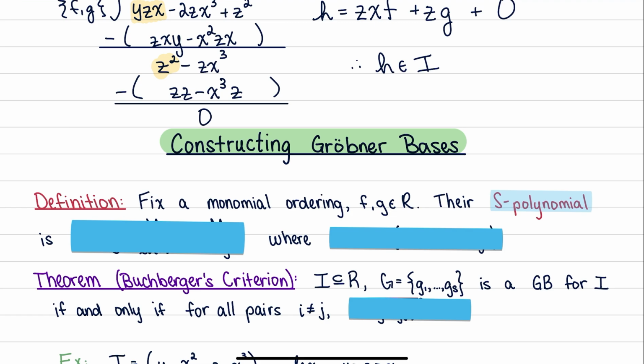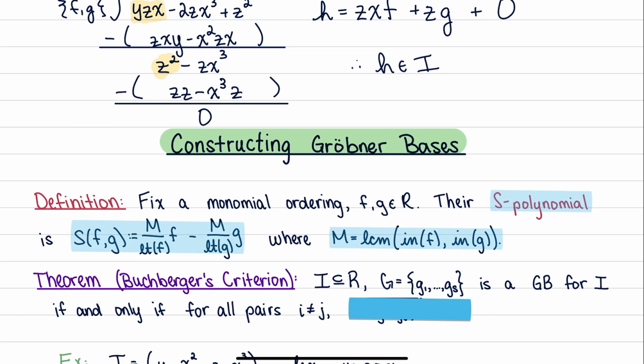Fix a monomial ordering, take a pair of polynomials, I can compute their S polynomial. And the first thing I need to compute this polynomial is I need to look at the least common multiple of their initial terms, and then I can compute this S of f and g. So I'm going to take f, and I'm going to multiply by this least common multiple and divide by the leading term of f.